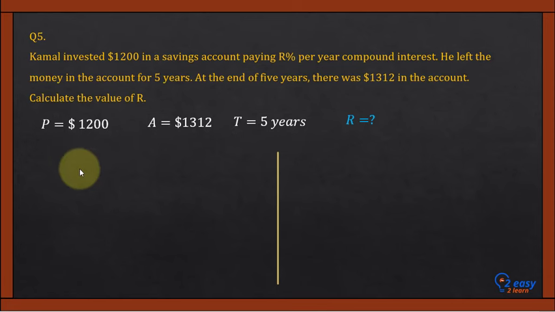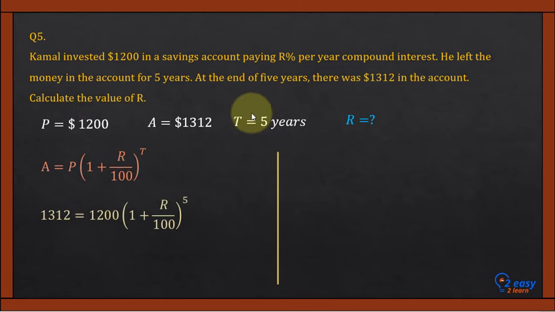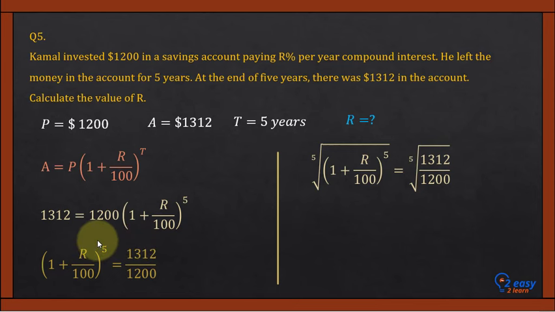It's a compound interest question. We have to apply the compound interest formula. A is equal to P times (1 plus R over 100) to the power T. Plug in all these values. A is 1,312. Principal amount is 1,200. Bracket 1 plus R over 100 to the power T, and T is 5. Now we cannot calculate this because there is a variable in this bracket. So we will divide 1,312 by 1,200, and now we have to remove this power 5.